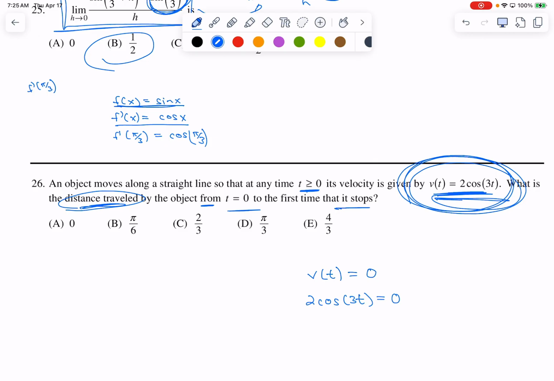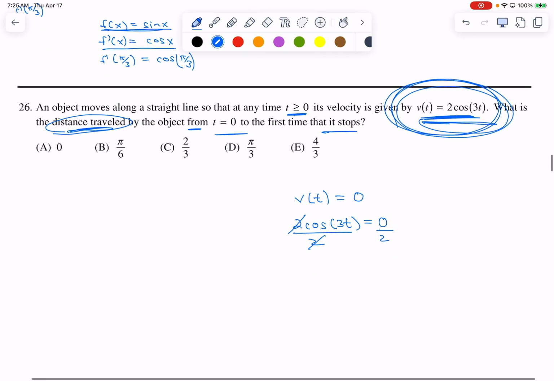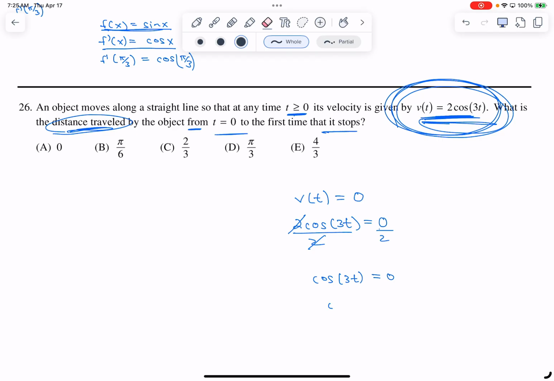Because we know when we solve a trig equation, there's an infinite number of solutions because the unit circle goes on forever. So divide both sides by 2. If you divide by 2, 0 divided by 2 just cancels. So we get cosine of 3t is equal to 0. Now we do the inverse cosine. So if I do the inverse cosine, we're going to get 3t, because you cancel out the cosine, is equal to inverse cosine of 0.